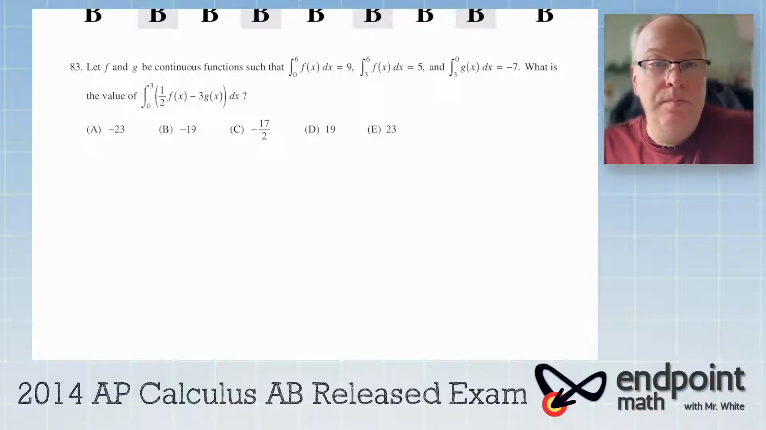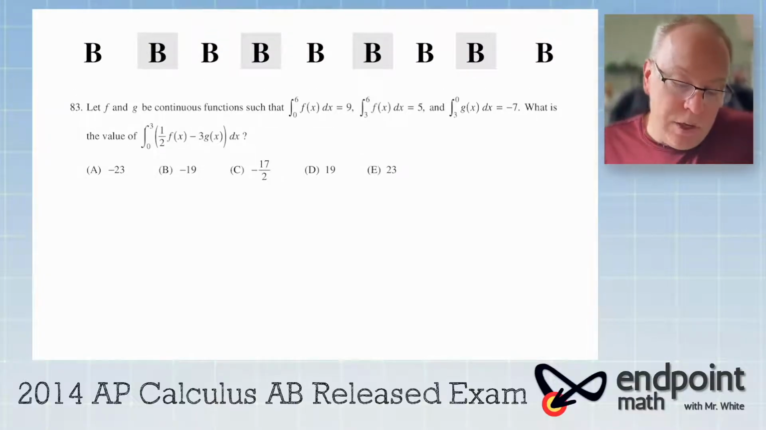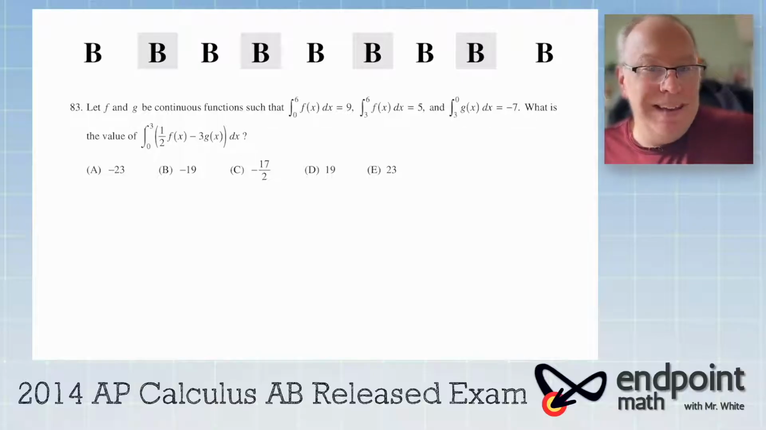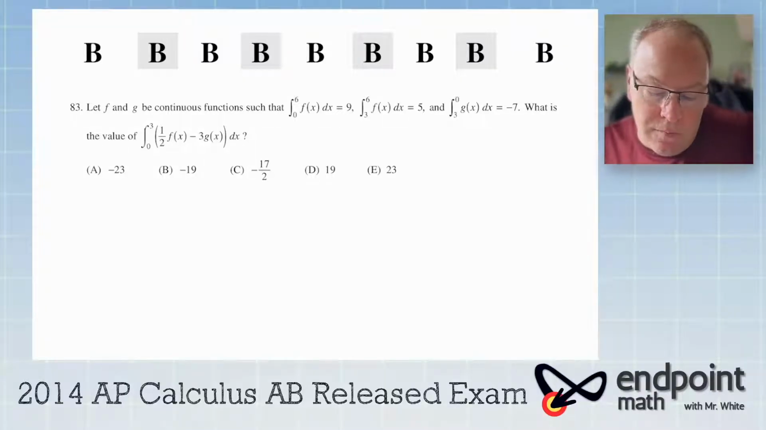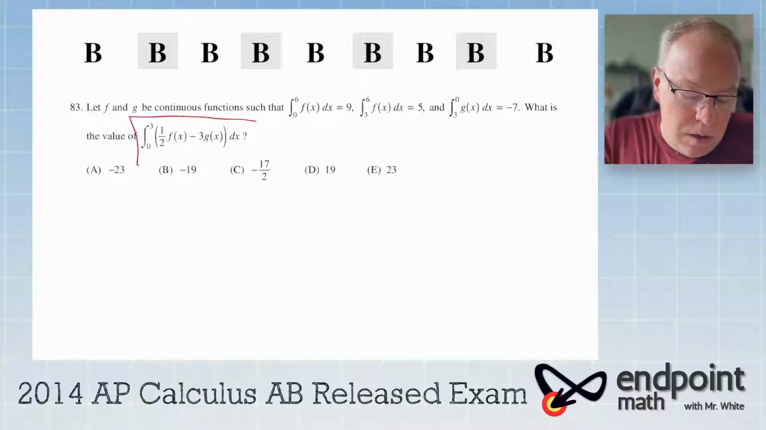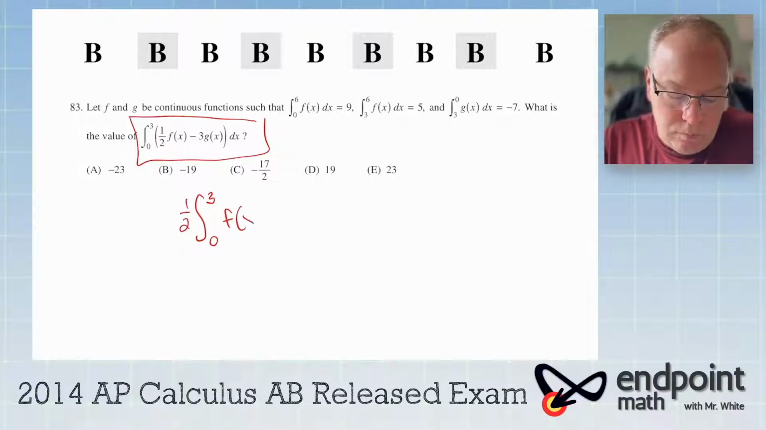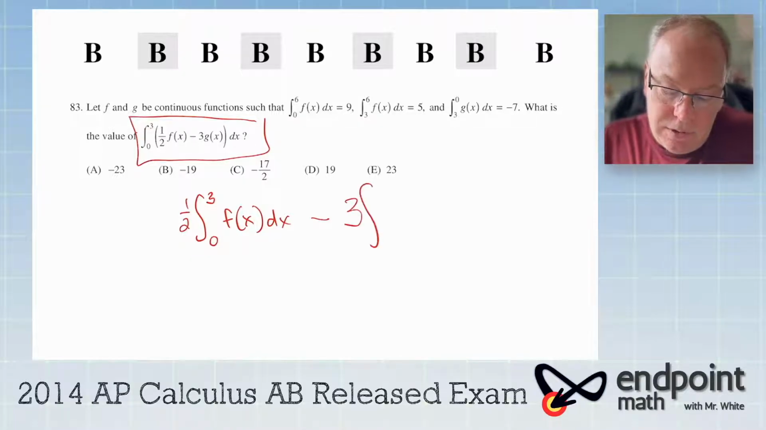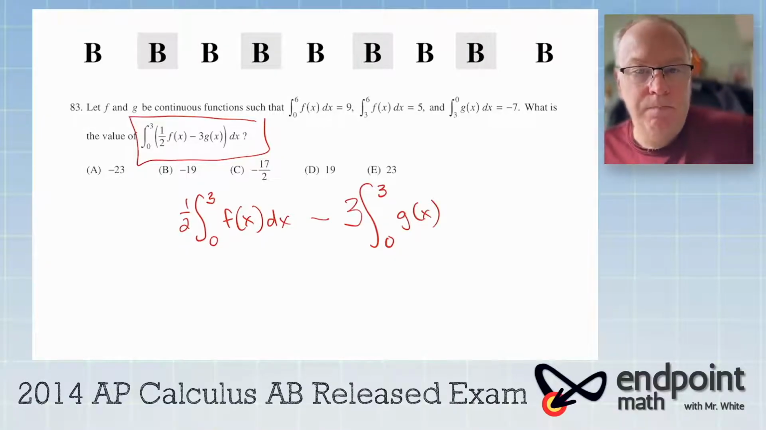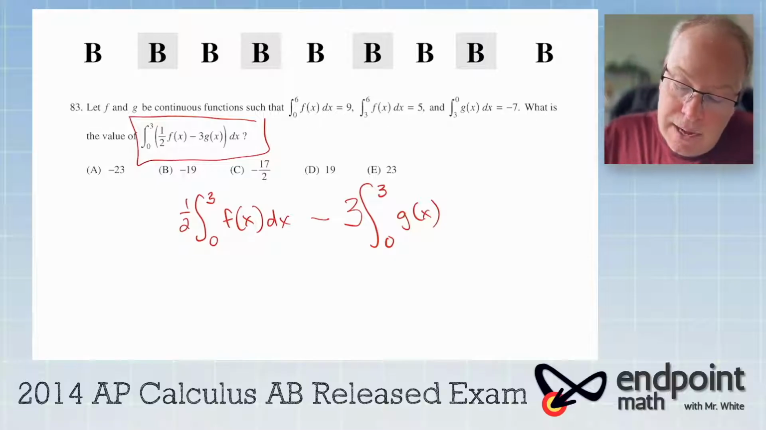Moving on to number 83. Let f and g be continuous, and then they're giving the values of integrals. You know what we're going to do? We're going to use the properties of integrals to solve this. So they want to know what this integral would be. It looks like we're going to need to figure out this, and then subtract 3 times the same bounds on g. Does that make sense? Now 0 to 3 on g, let's start there.